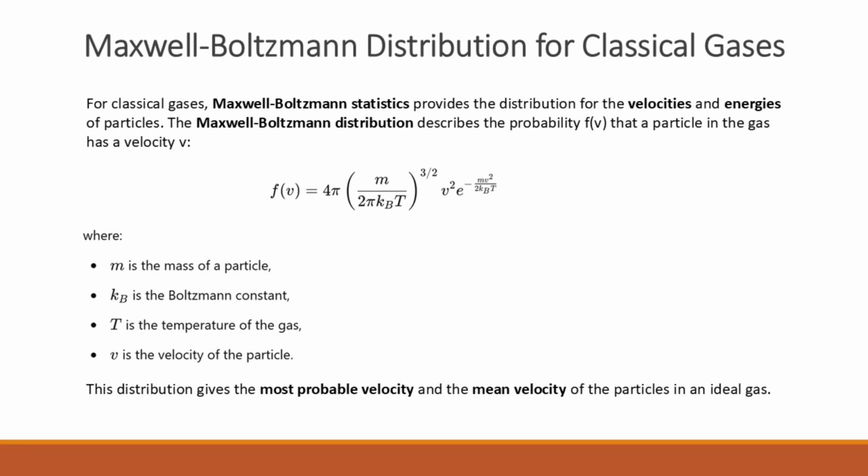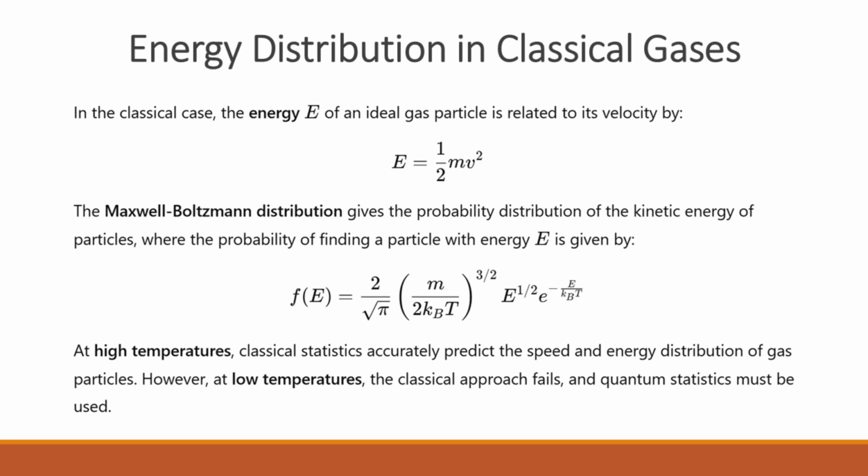The Maxwell-Boltzmann distribution describes the spread of velocities among particles in a classical gas. It predicts that most particles have speeds around a certain average, with fewer particles moving much slower or much faster. The distribution is influenced by factors like particle mass, temperature, and the Boltzmann constant. Understanding this distribution helps in predicting the behavior of gas particles in various conditions, providing insights into properties such as pressure and temperature. This slide explains how the energy of an ideal gas particle relates to its velocity, using the equation E equals half mv squared.